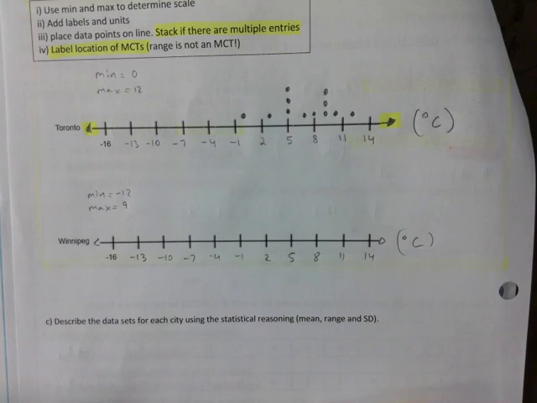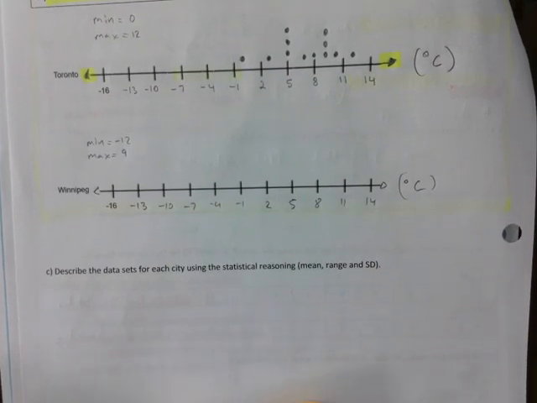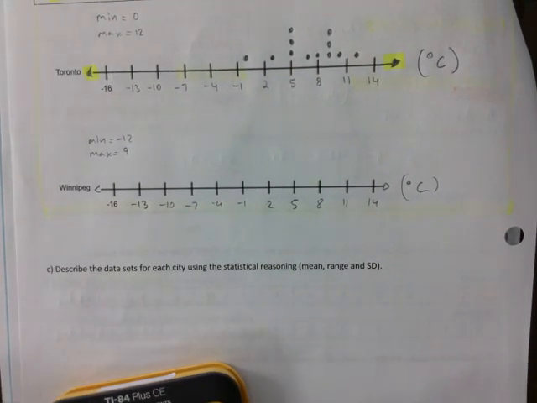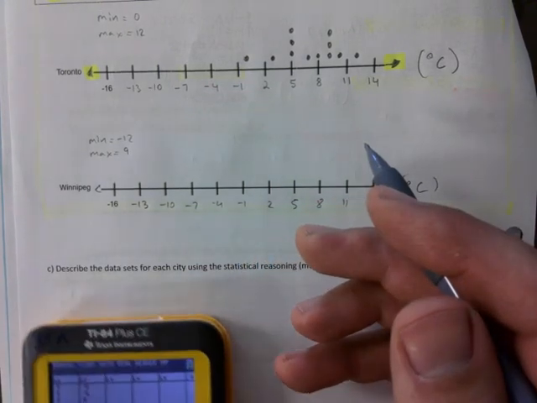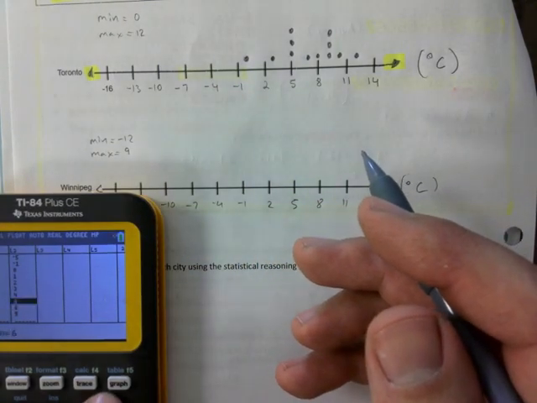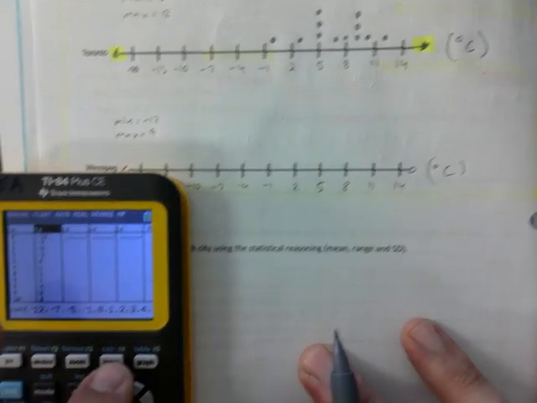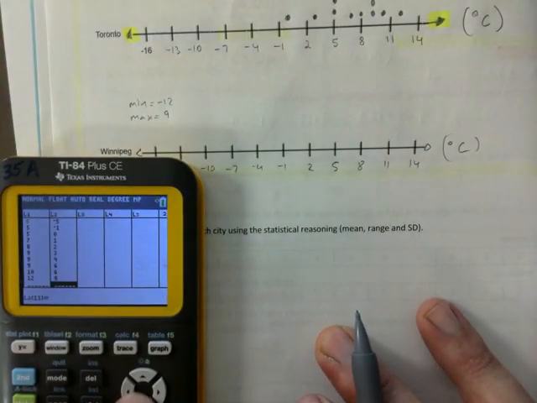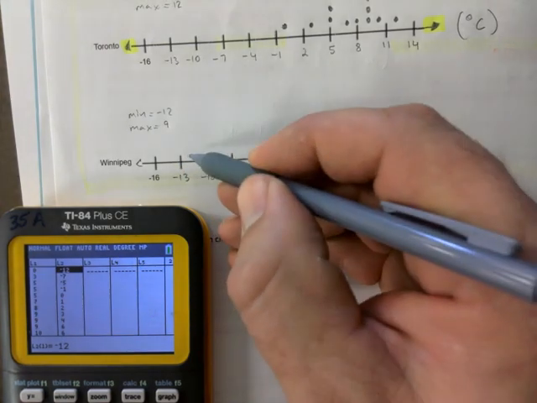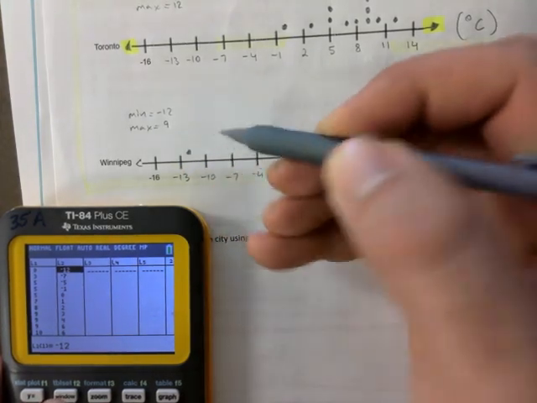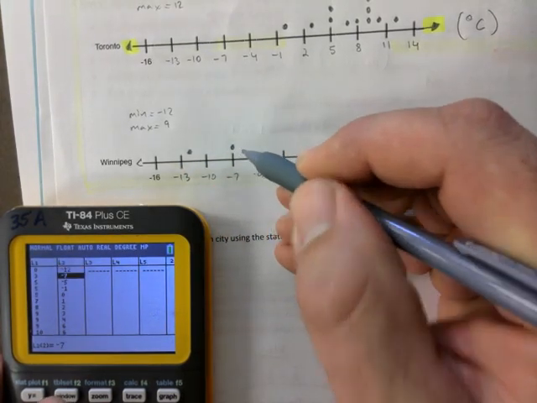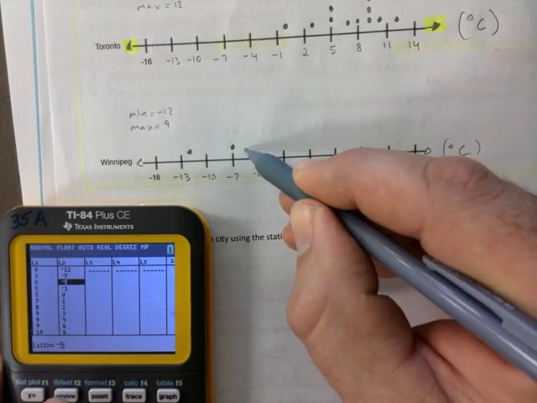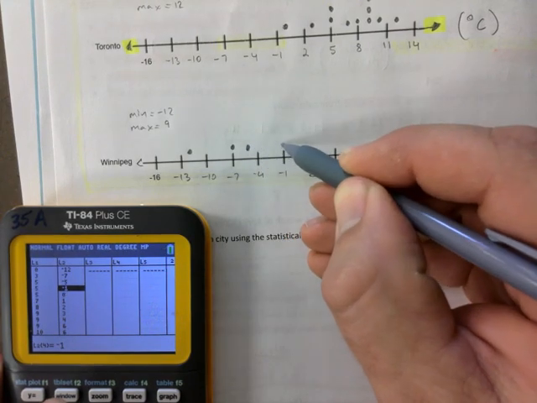So let's see how Winnipeg compares. Something tells me Winnipeg is not going to have those stacks, right? It's going to be a little bit more spread out, which is what we expect. Let's go through L2 now. So I have L2 ready to go here. And I'm going from the lowest, which is negative 12. Negative 12 is right about there. Negative 7 is right there. Negative 5. Negative 1.